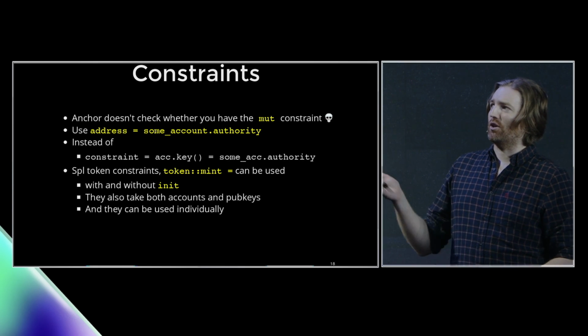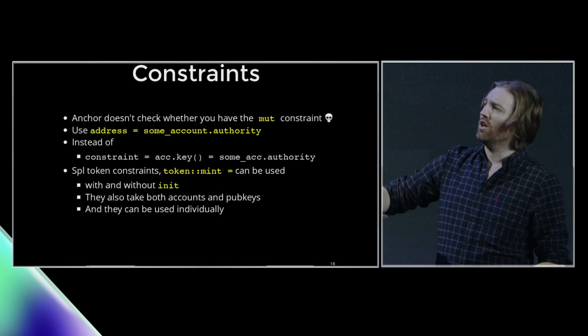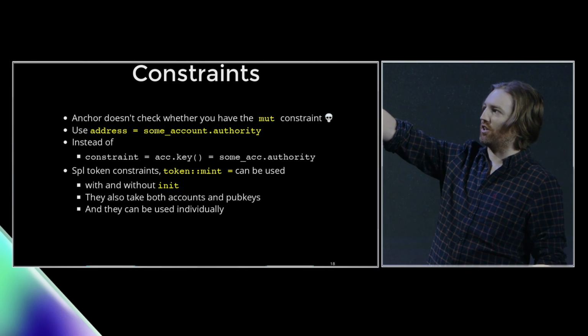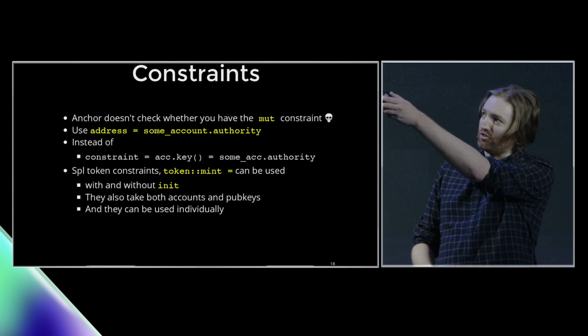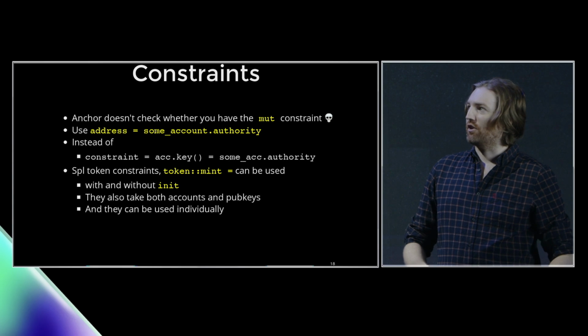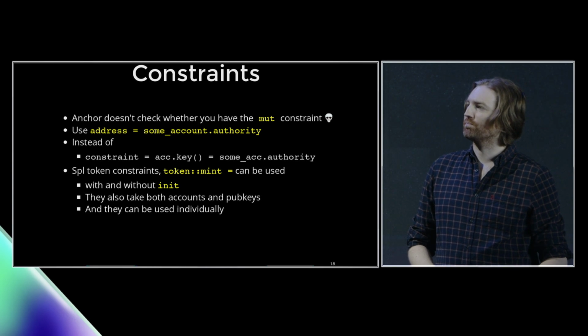Also, some people maybe don't know about the address constraint. So constraint = account.key == some_account.authority is kind of a painful way to write it. So instead, you can just write address = some_account.authority.